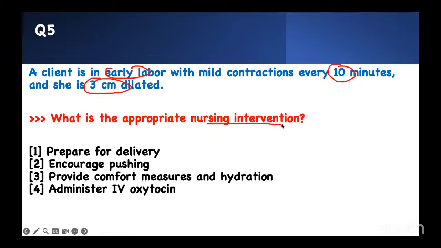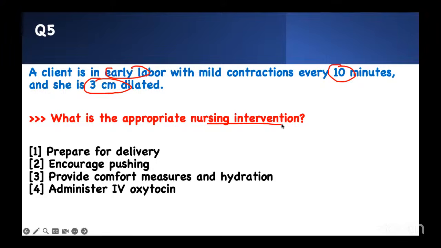What do you do in an active phase for the mother? What do you do for the transition phase? All of them, you have to know what you do for the mother. At the latent stage, what are you doing? You're not preparing for the labor. Delivery is not ready yet. Encouraging pushing? She's not supposed to be pushing at the latent phase. Provide comfort measures and hydration.